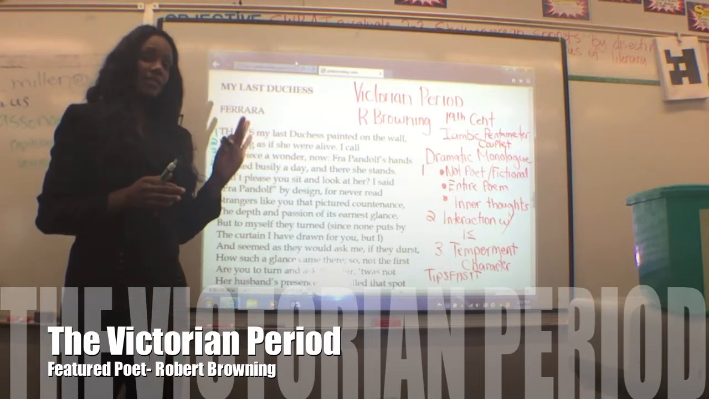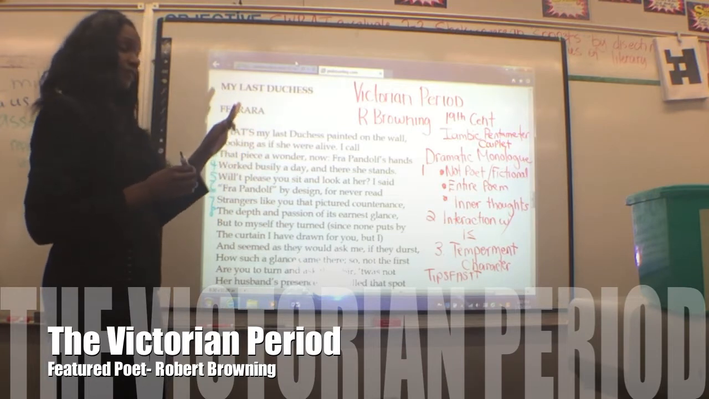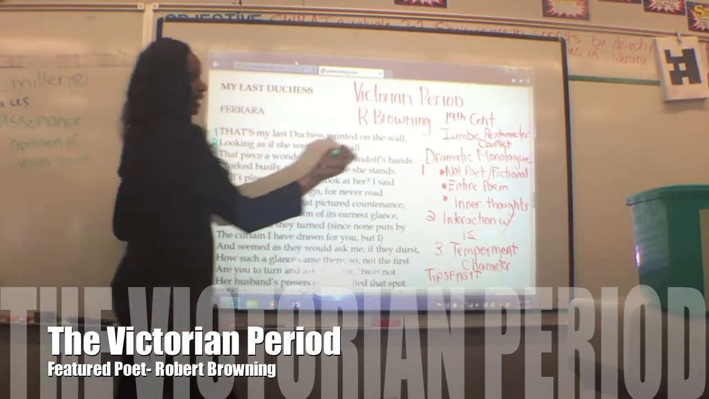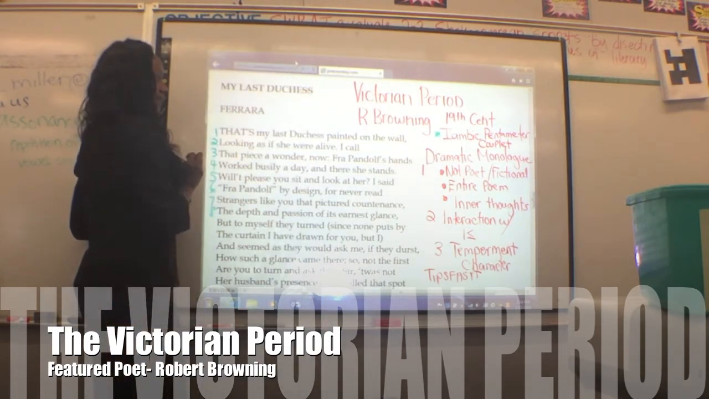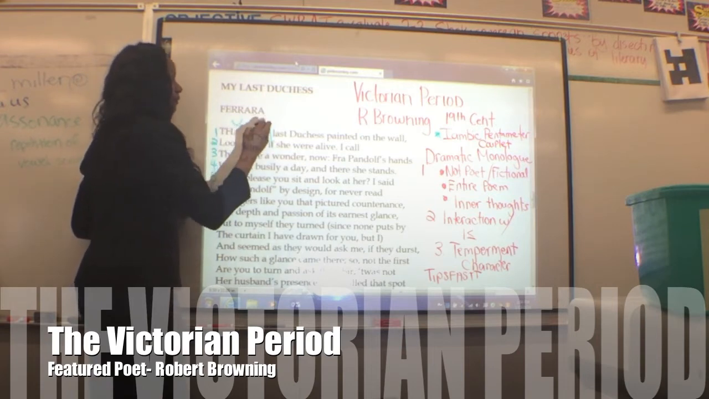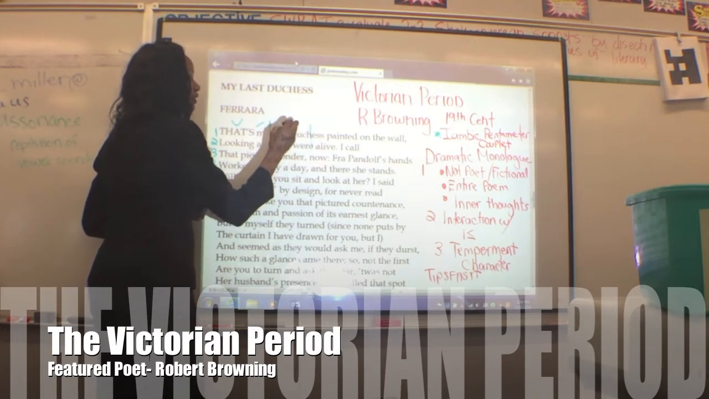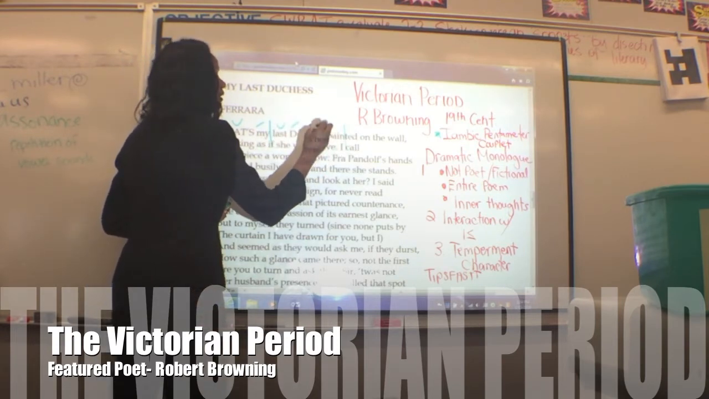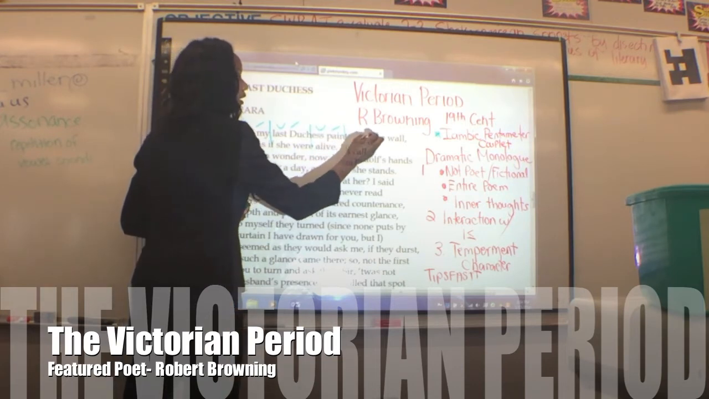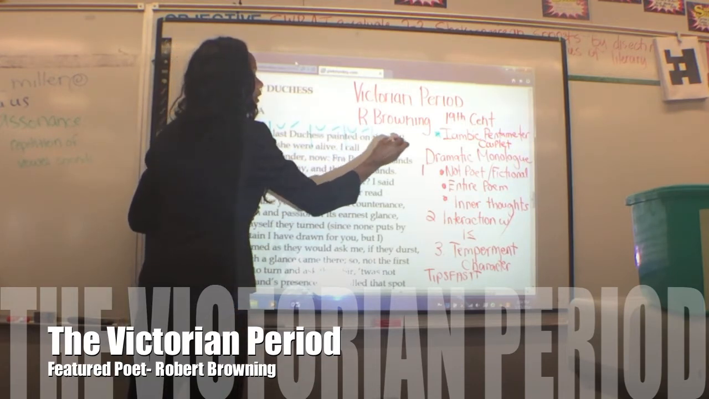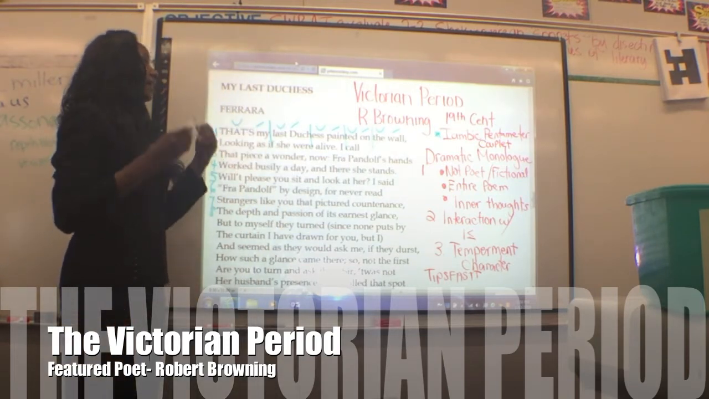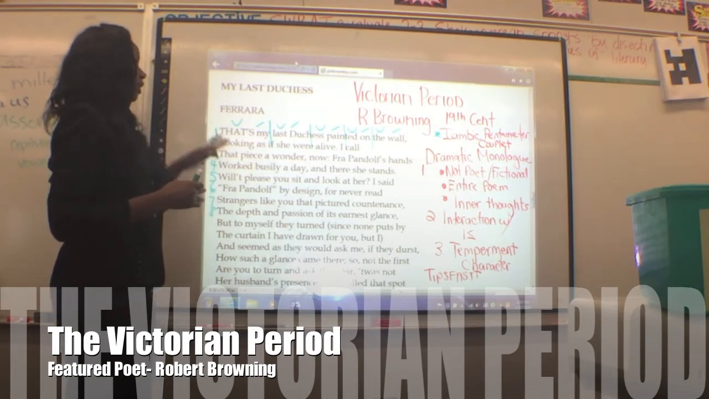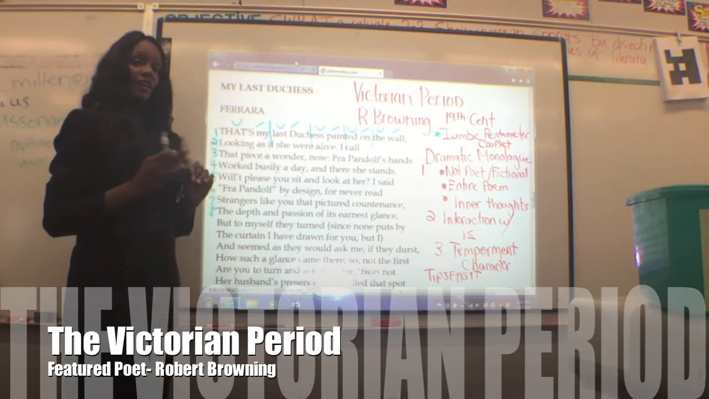Now, this is much like the Renaissance time in terms of the meter, and you're going to see that it's an iambic pentameter by Robert Browning. So that's My Last Duchess painted on the wall. That's my is 1. Last Duch is 2. Is paint is 3. Ted on is 4. The wall is 5. So there is our unstressed stress. That is my last Duchess painted on the wall, looking as if she were alive, I call.